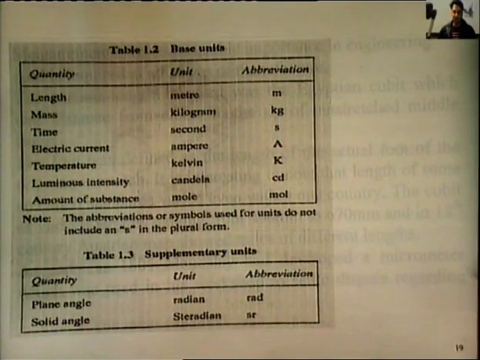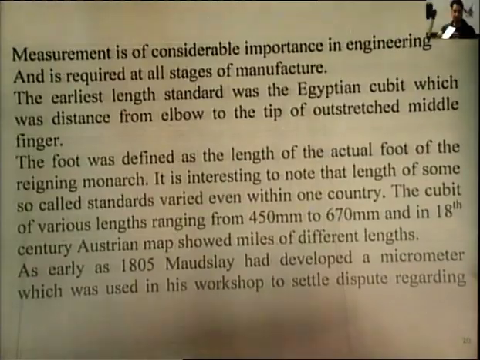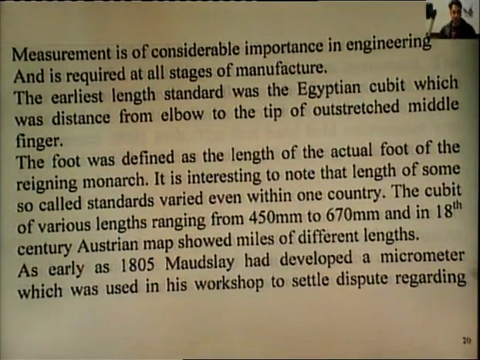So whatever measurements we are making in India, they should have the same digital value as and when it will be measured in England or Japan or America. For these reasons we need to follow the standards. We need to have some standard of unit, and we will be interpreting accordingly. So measurement is of considerable importance in engineering, and it is required at all stages of manufacture.